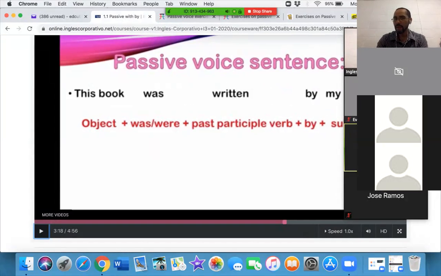Is everybody okay for right now with the passive? Yes.